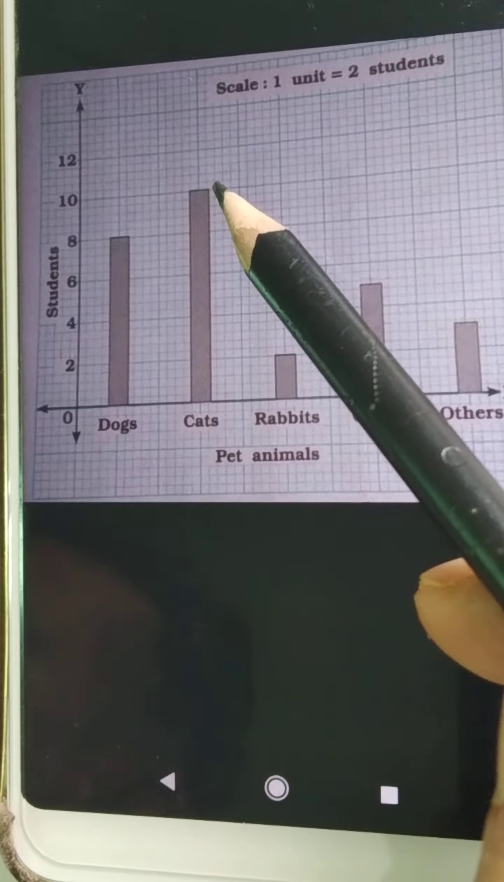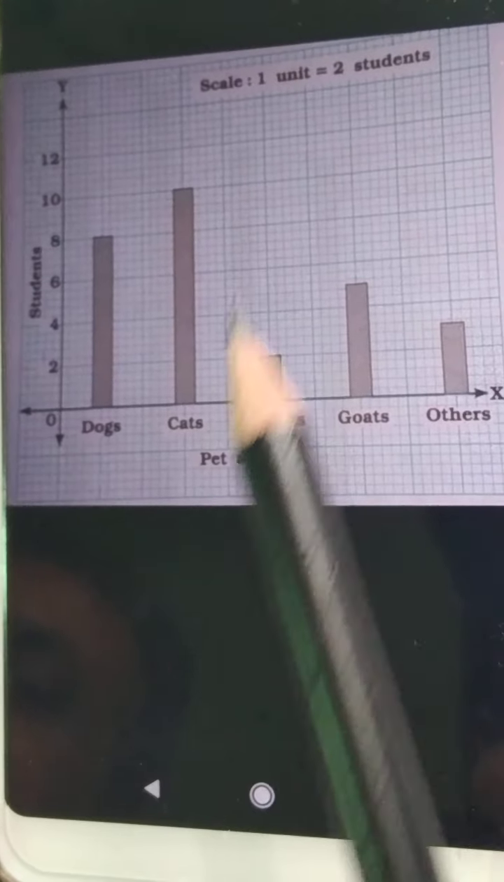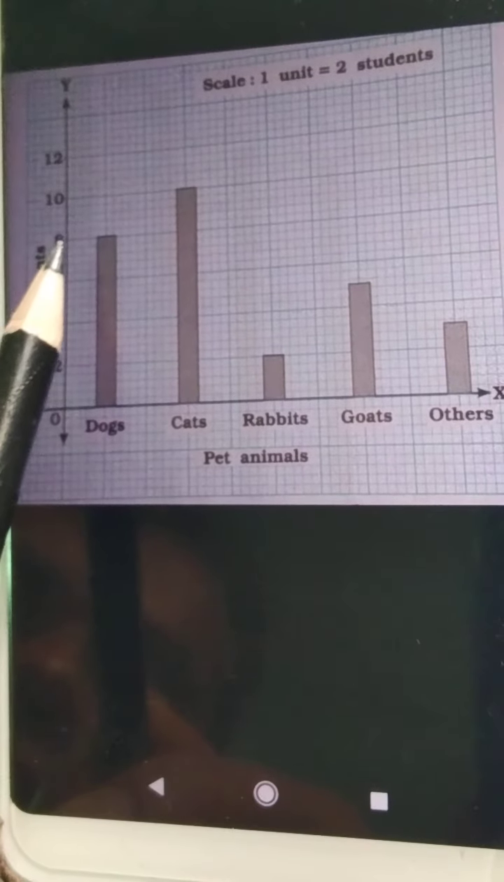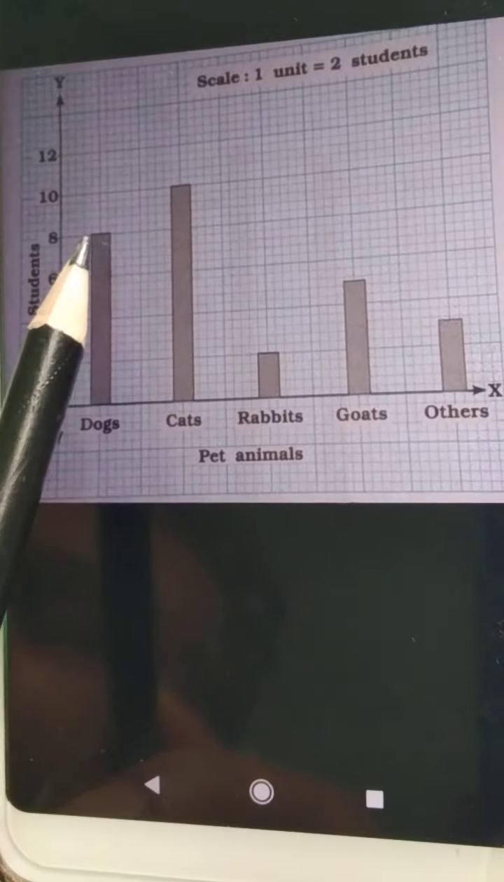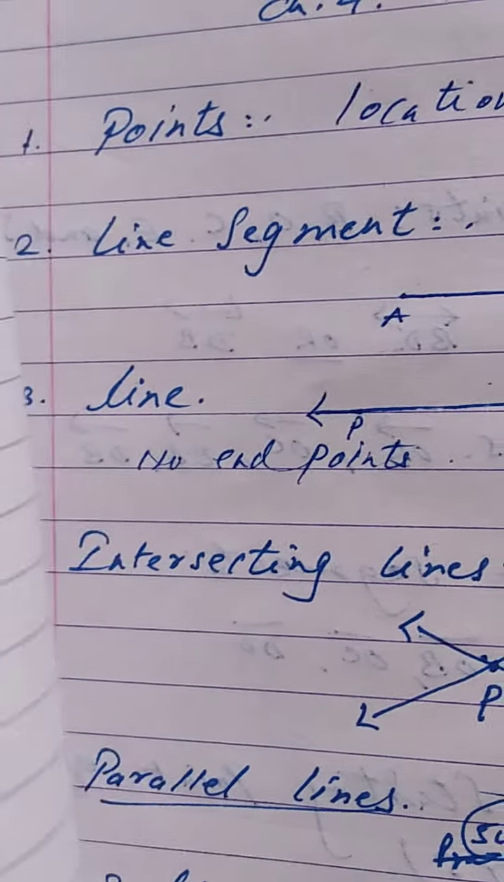Now see the second question. How many students have dog as a pet? 8 students. So 8 students have dog as a pet. Got it? Now let's go for the second.